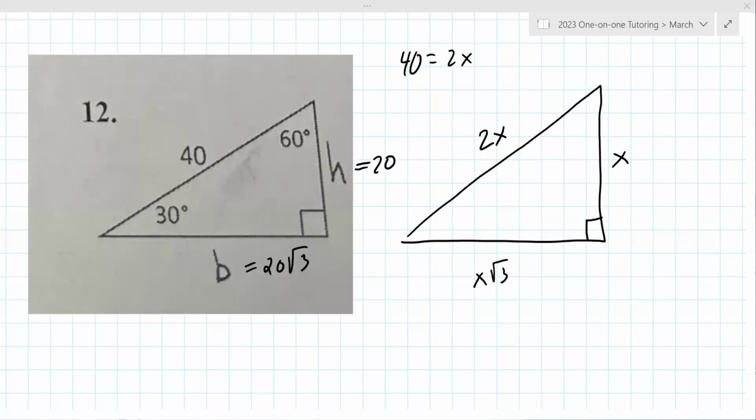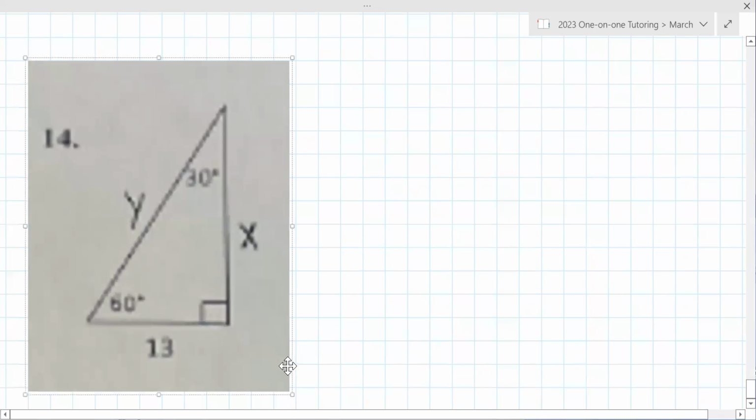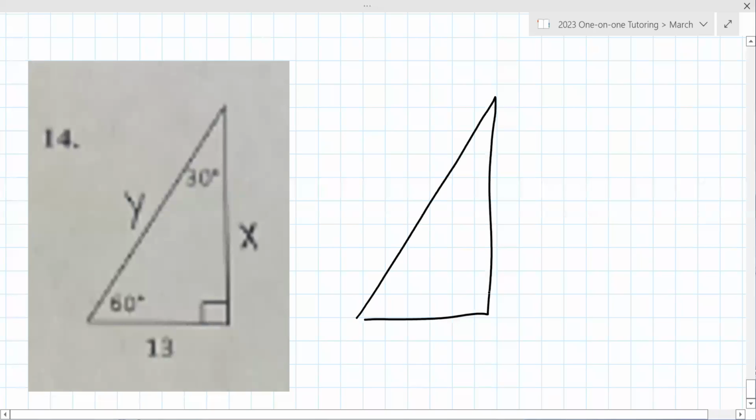All right, so let's switch over to the other page. Look at 14. Okay, let me just snip that in. All right, which value are they giving you in this triangle? Is it the short leg, the long leg, or the hypotenuse? Short leg. Okay, so that is considered x. The hypotenuse is 2x, and then the long leg is x root 3.